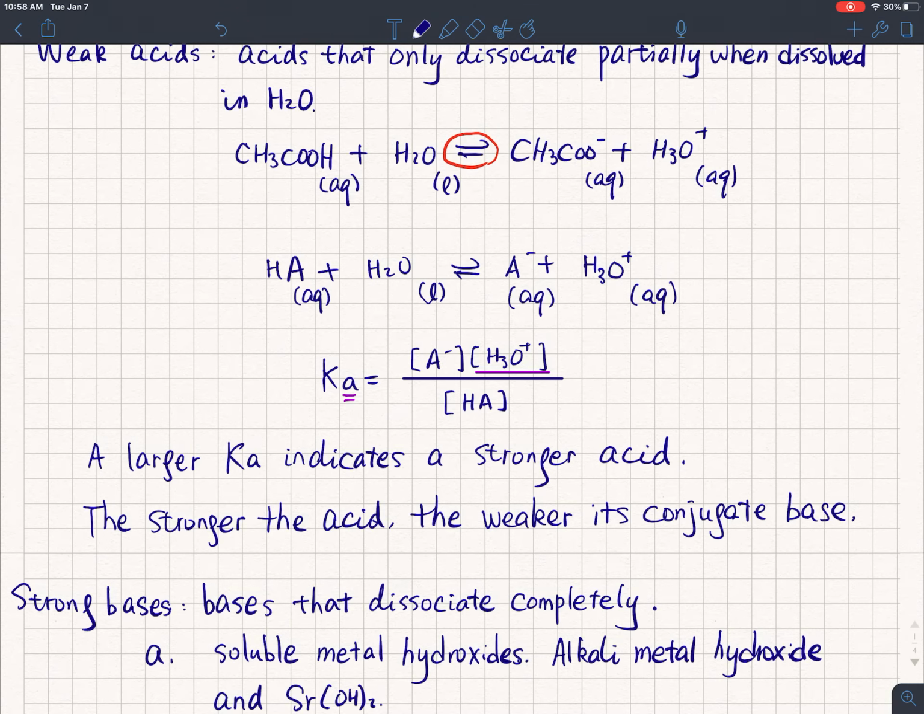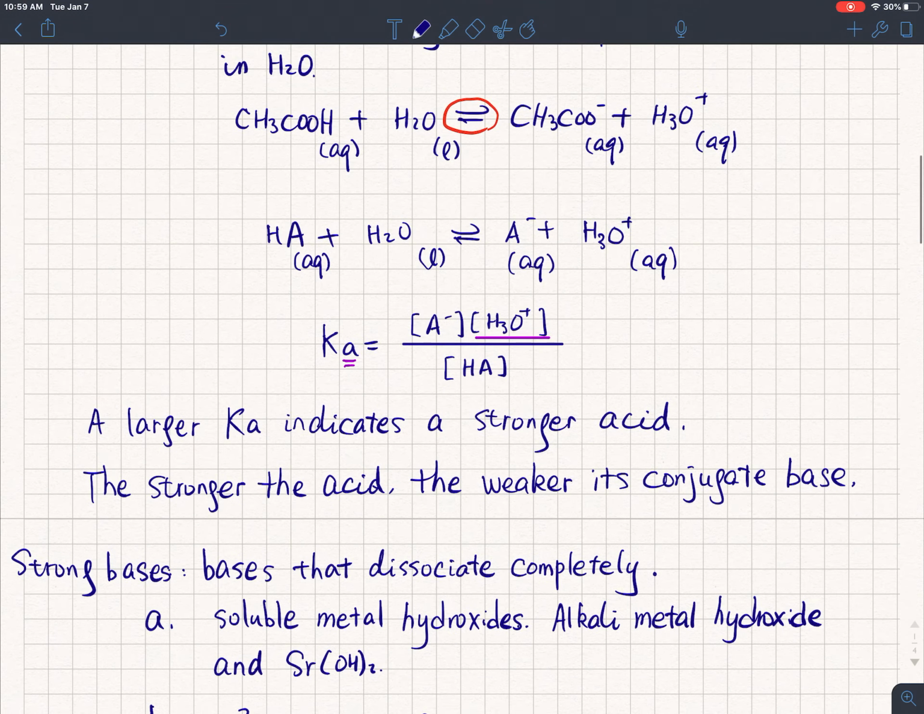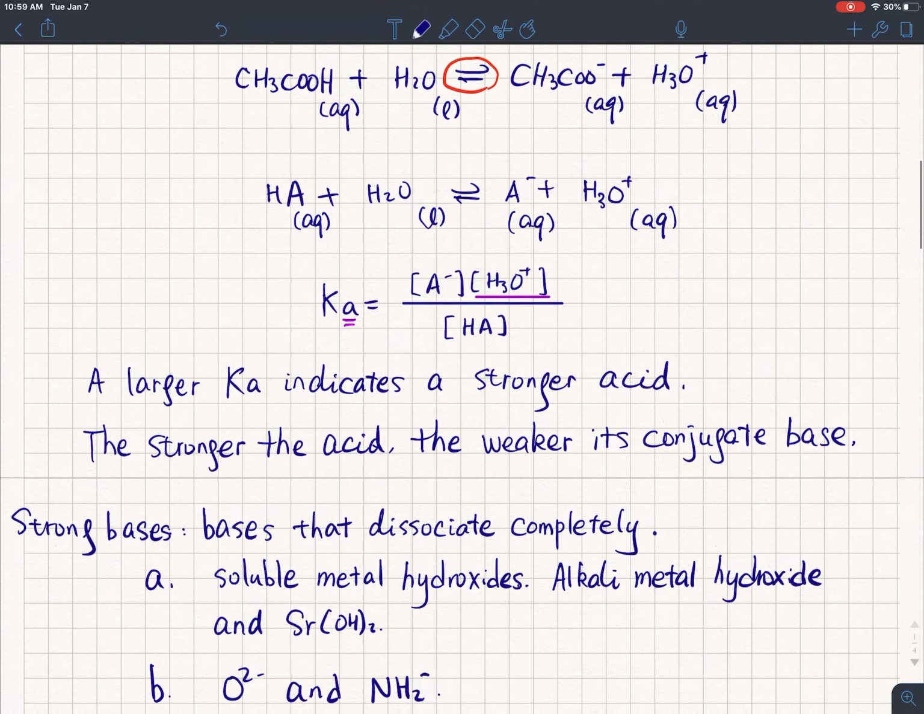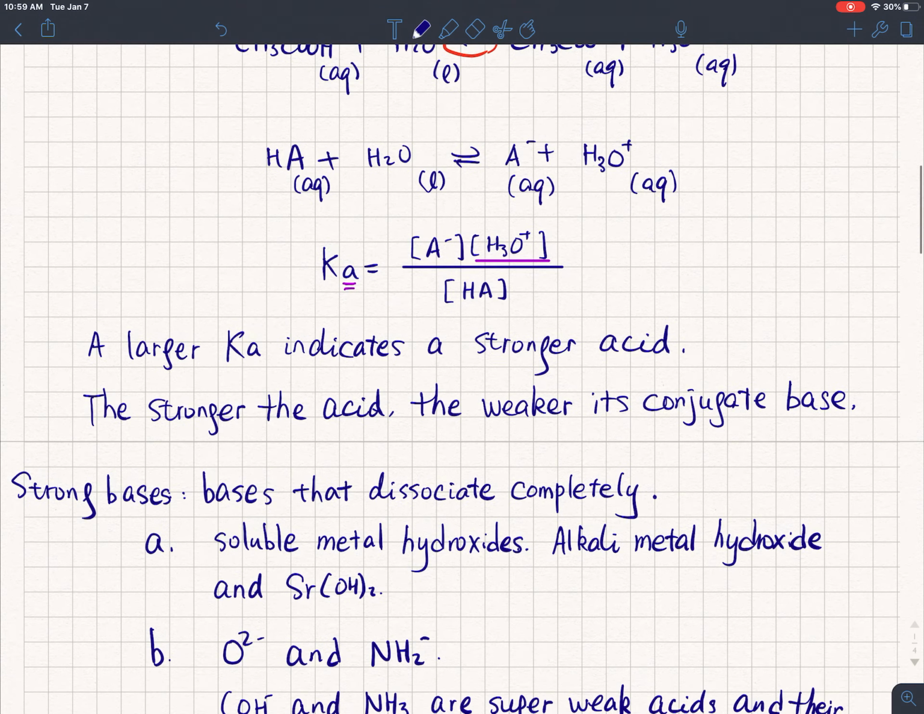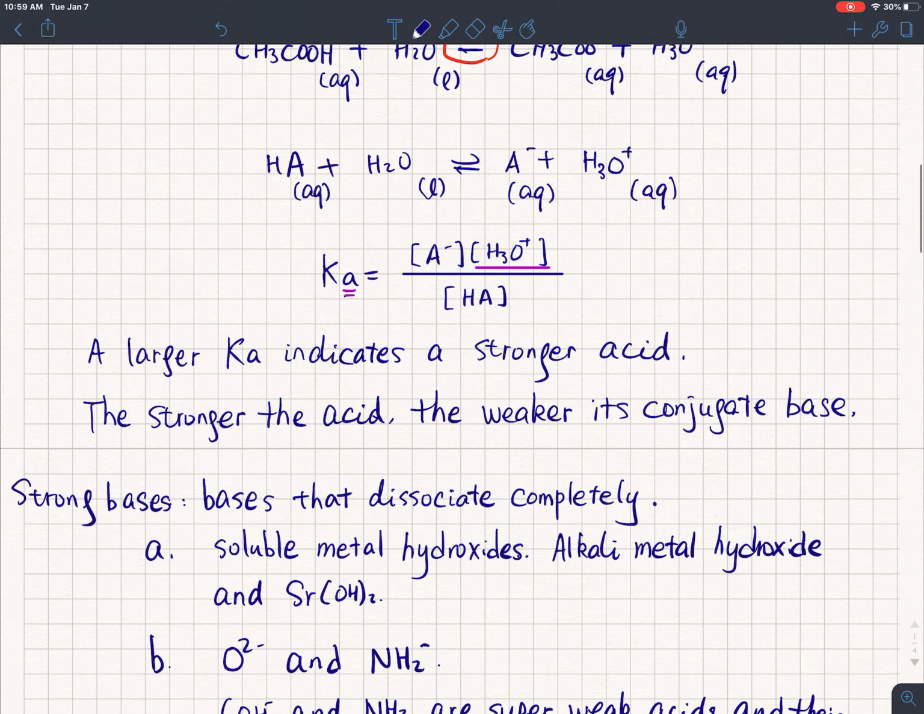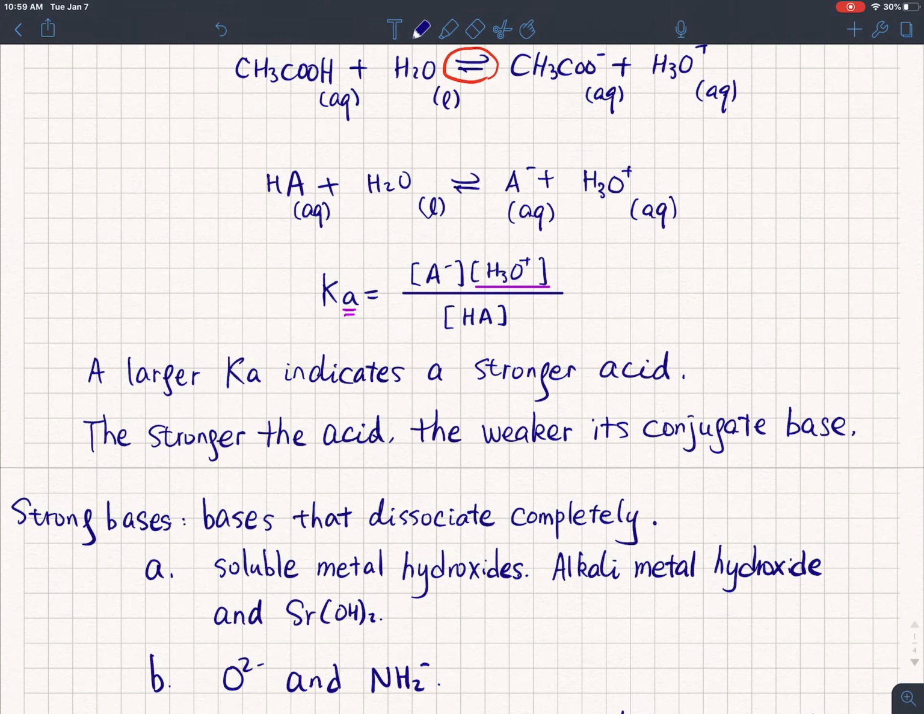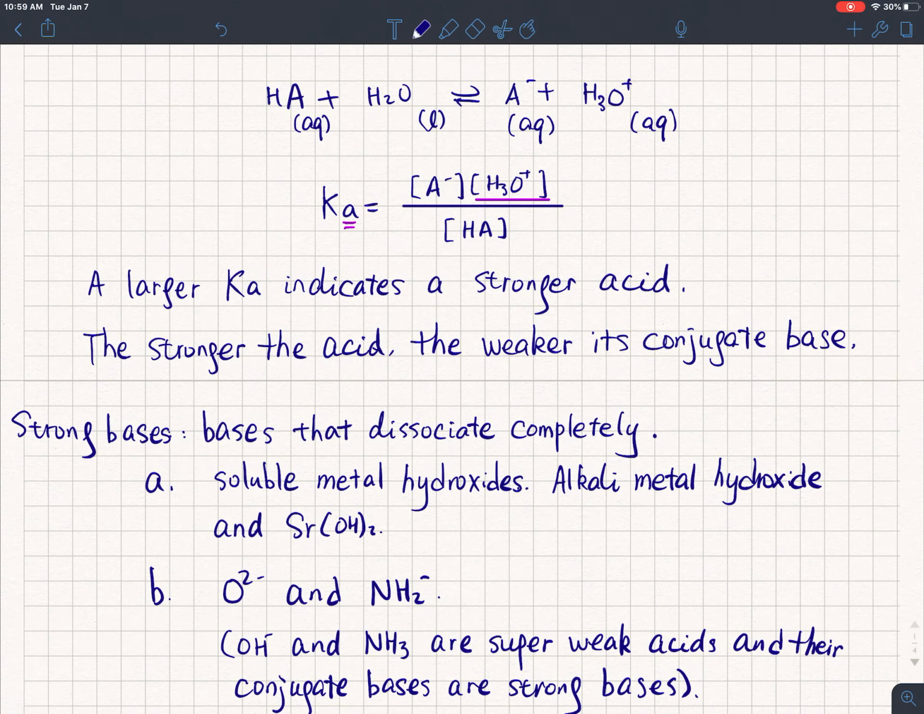Ka would be the products over the top and the reactant as the denominator. And because it's a Ka, it's producing H3O+. A larger Ka indicates that at equilibrium you have more H3O+ produced. So a larger Ka indicates that the weak acid is relatively strong. And the stronger the acid, the weaker its conjugate base would be, because the more likely the acid is producing H3O+, the less likely the base can accept that proton and go back to the acid.